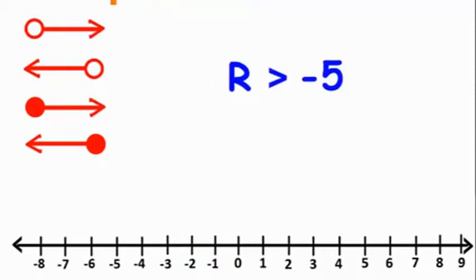R is greater than negative 5. Well, I would have to use the symbol with the empty circle, which would go on negative 5. It's bigger than negative 5, but it can't include negative 5.